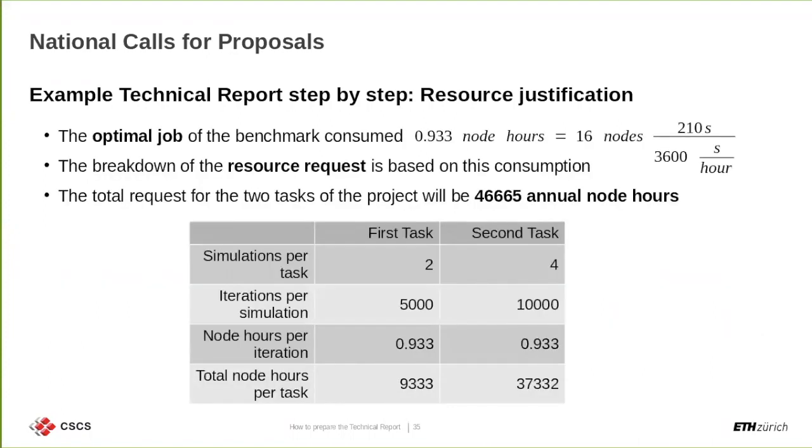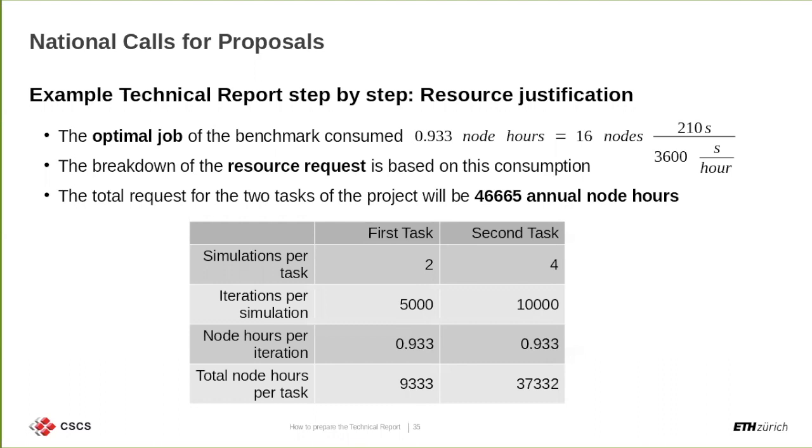Again, we start from the optimal job that consumes 0.933 node hours. As I said, 16 nodes multiplied by the wall time expressed in hours. Then in the breakdown of our resource request, we will mention this timing, which will be the basis for the request. And then we add, for instance, in this example, 2 columns with 2 tasks.